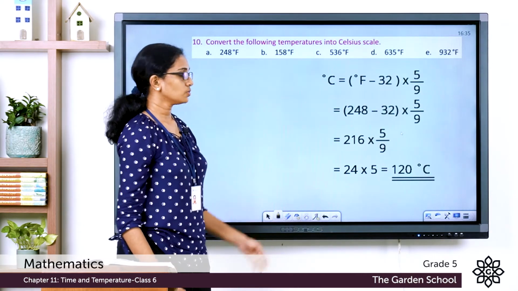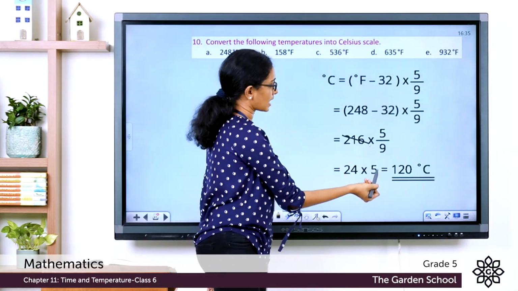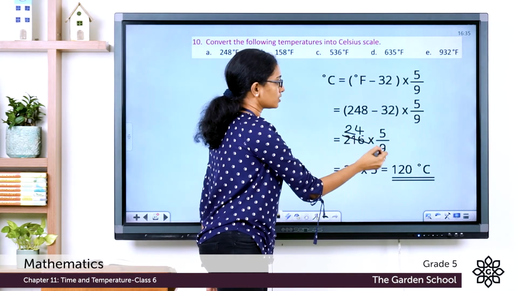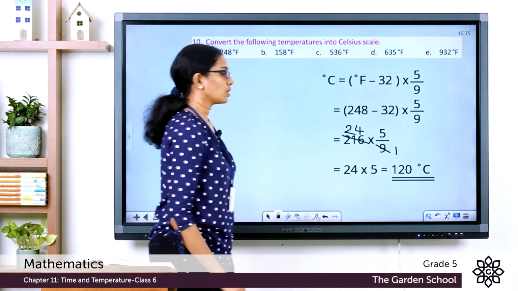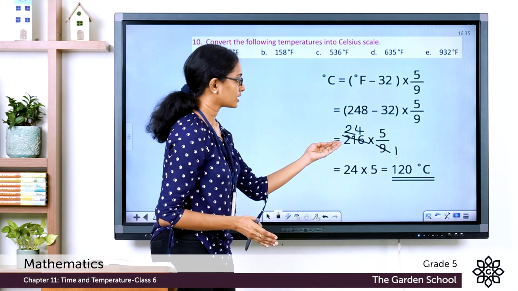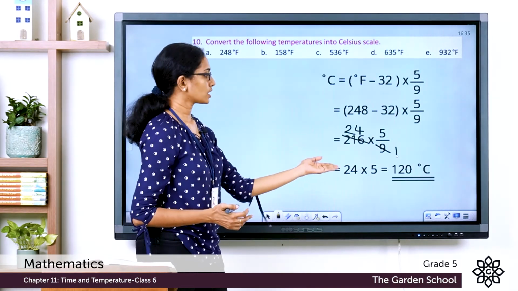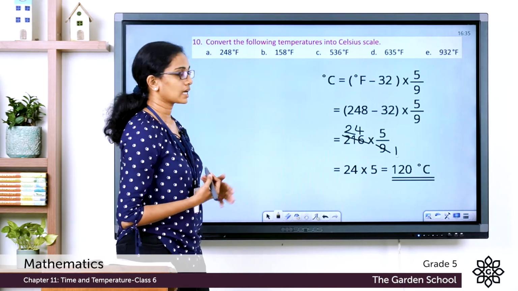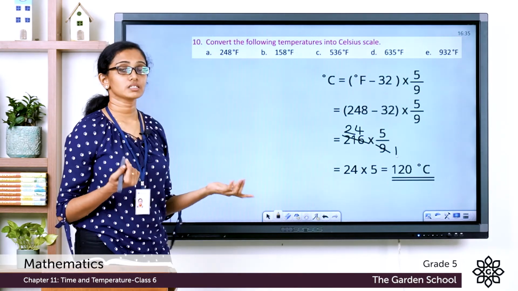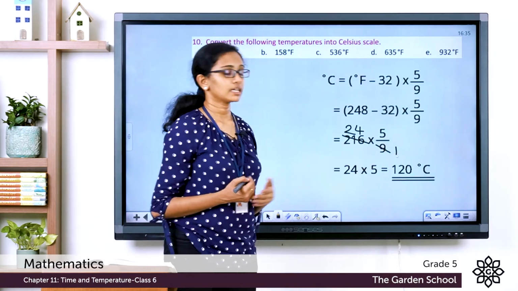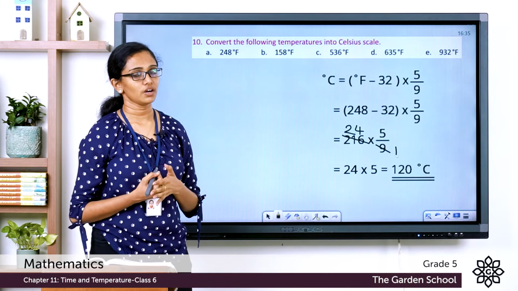So that is equal to, after cancelling out the common factors, 216 divided by 9 is equal to 24 and 9 divided by 9 is equal to 1. Or you can just directly divide 216 by 9 and then do the multiplication. So it's 24 into 5, which is equal to 120 degrees Celsius. So 248 degree Fahrenheit is equal to 120 degree Celsius. So the rest of the conversions you can do yourself in your notebook.